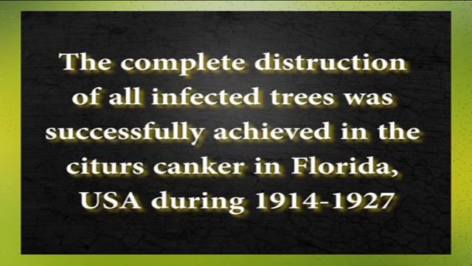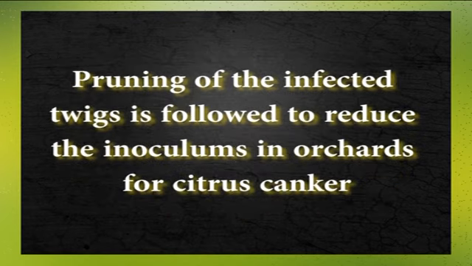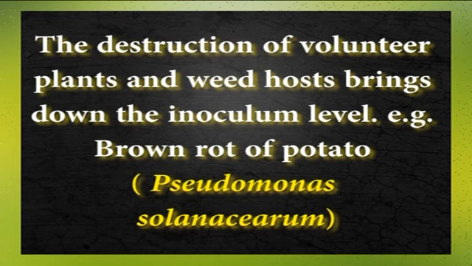Examples of disease management are: First, complete destruction of all infected trees was successfully achieved for citrus canker in Florida, United States of America, during 1914 to 1927. Second, pruning of the infected twigs is followed to reduce the inoculum in the orchards for citrus canker. Third, the destruction of volunteer plants and weed hosts brings down the inoculum level.